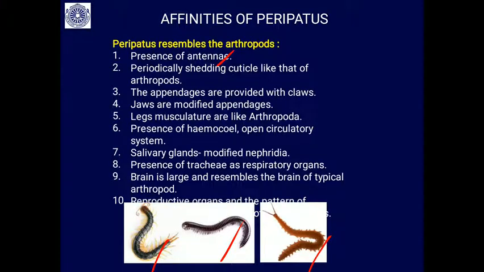The musculature of the legs is similar to arthropoda. There is a hemocoel body cavity similar to arthropoda and an open circulatory system, whereas in annelida it is a closed circulatory system. Salivary glands are modified nephridia. There are tracheas, respiratory organs similar to insects. The brain is large and resembles the brain of typical arthropoda. The reproductive organs and the pattern of reproduction and development are similar to arthropoda. So with all these features resembling arthropoda, they are classified under arthropoda.